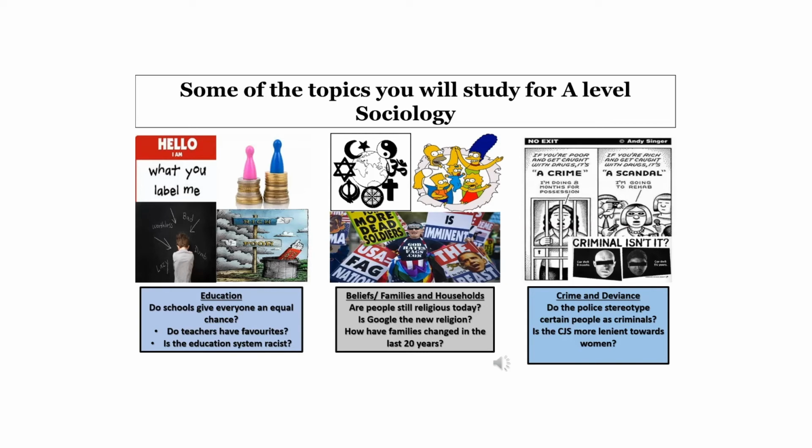So there you can see some of the questions that we'll be looking at. Is the education system equal and fair for everybody? Do we all have the same chance, or are there certain groups who have an advantage? How about religion? Are people still religious today? Think about what's currently happening at the moment. Many more people are now downloading the Bible online. Have we now got a resurgence in religiosity? And of course, you've got the ideas of the police, the criminal justice system. Are they lenient towards women or others from particular backgrounds?